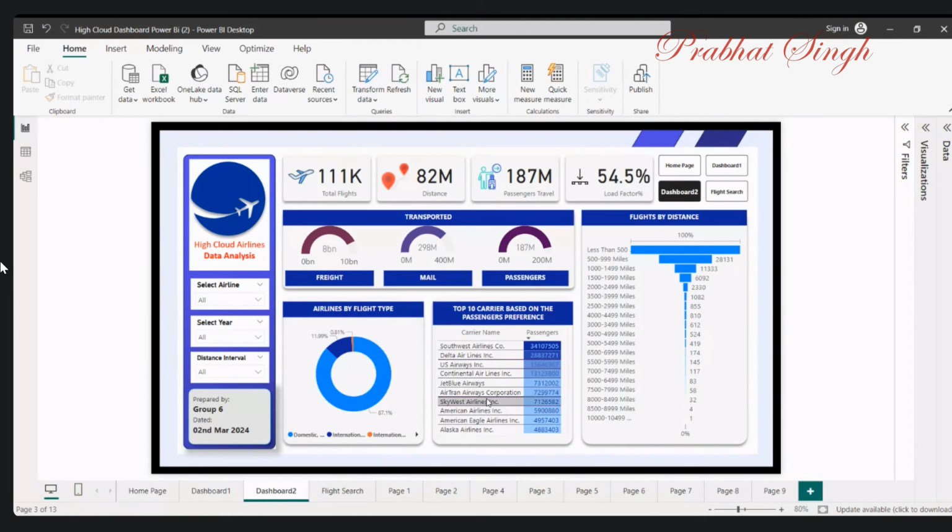Top 10 carriers based on passenger preference: number one is Southwest Airline. And flight by distance, at the very top, distance international less than 50 miles, and count of airlines ID is 58,047 only. To the next one, flight search.